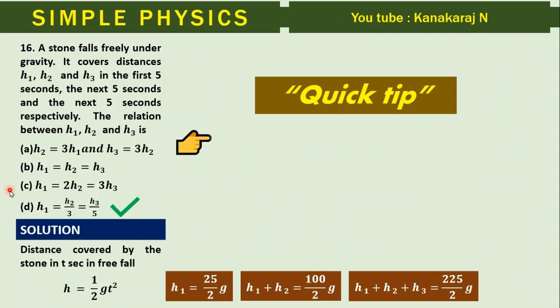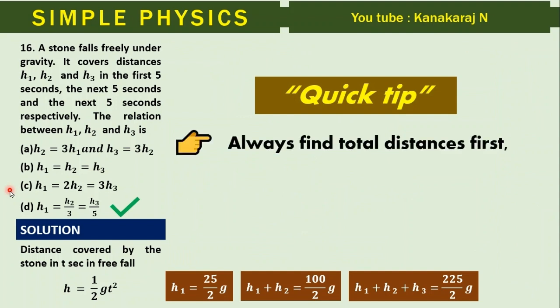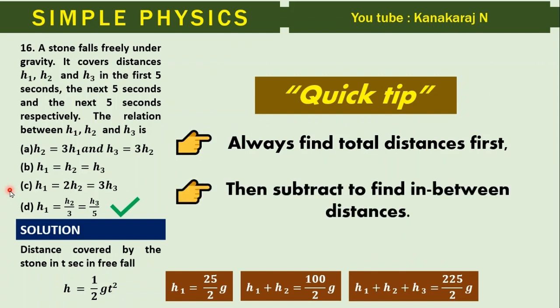Quick tip. Always find the total distance first. Then subtract to find in-between distances. Good. If you are very good at solving the problem, call this distance S5, this distance S10, and this distance S15. Solving S15 minus S10 and S10 minus S5, you get the answer in 45 seconds.